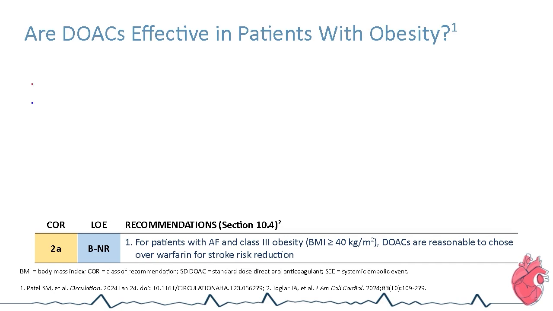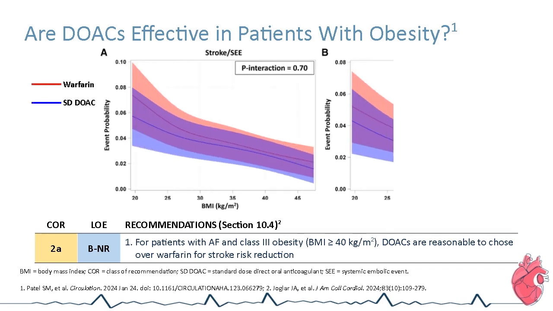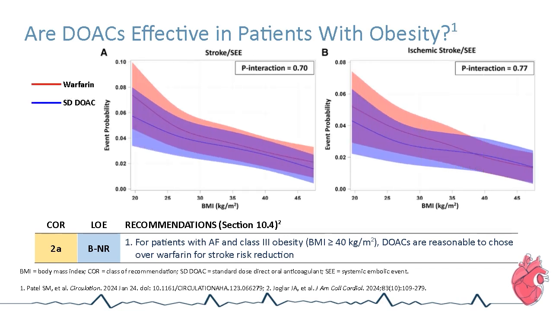But actually, we've learned that this is not the case, that there's no concern for a loss of efficacy with DOACs in patients with obesity, regardless of their level of obesity. And the guidelines now reflect that even in patients with a BMI of 40 or above, the DOACs are really our preferred option over warfarin in those patients.